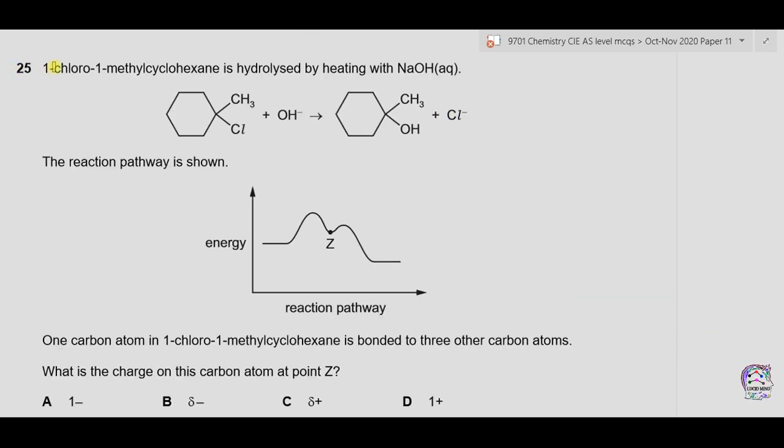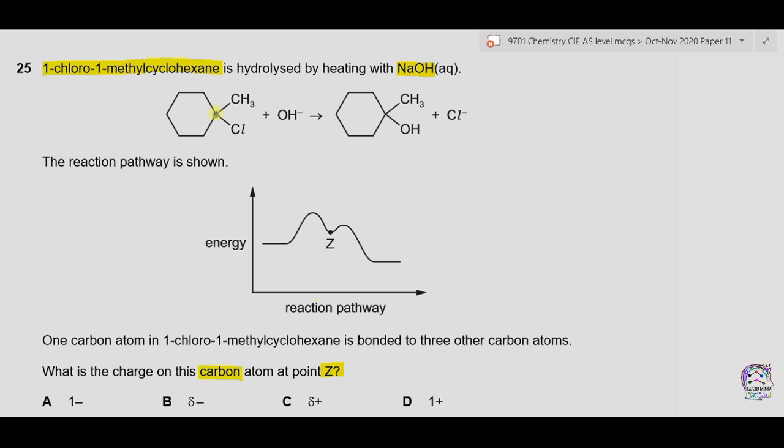Question 25. 1-chloro-1-methyl-cyclohexane is hydrolyzed by heating with sodium hydroxide. We have the product. The reaction pathway is shown. One carbon atom in 1-chloro-1-methyl-cyclohexane is bonded to 3 other carbon atoms. What is the charge on this carbon atom at point Z? Let's find the carbon atom that is bonded to 3 other carbon atoms.